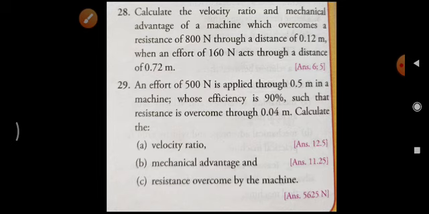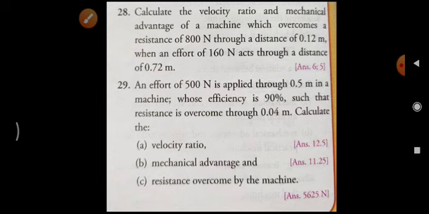Then number B, mechanical advantage is equal to, you know that one, load divided by effort. But the value of load is not given here. So, we cannot use that formula, mechanical advantage is equal to load by effort. What else is given? Efficiency is given. So, now we have to think that if efficiency is given and we have already found the velocity ratio, then is it possible to find out the mechanical advantage?